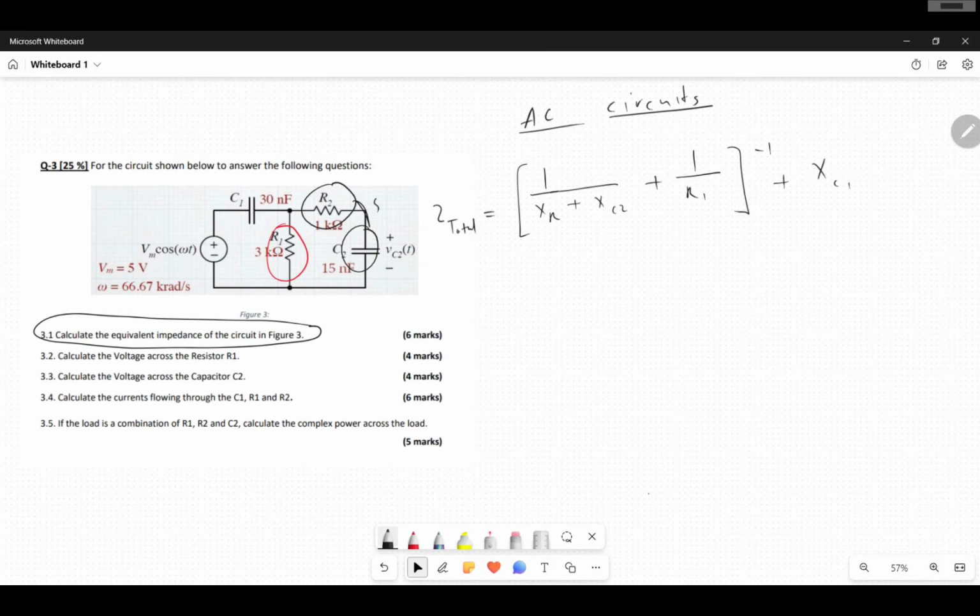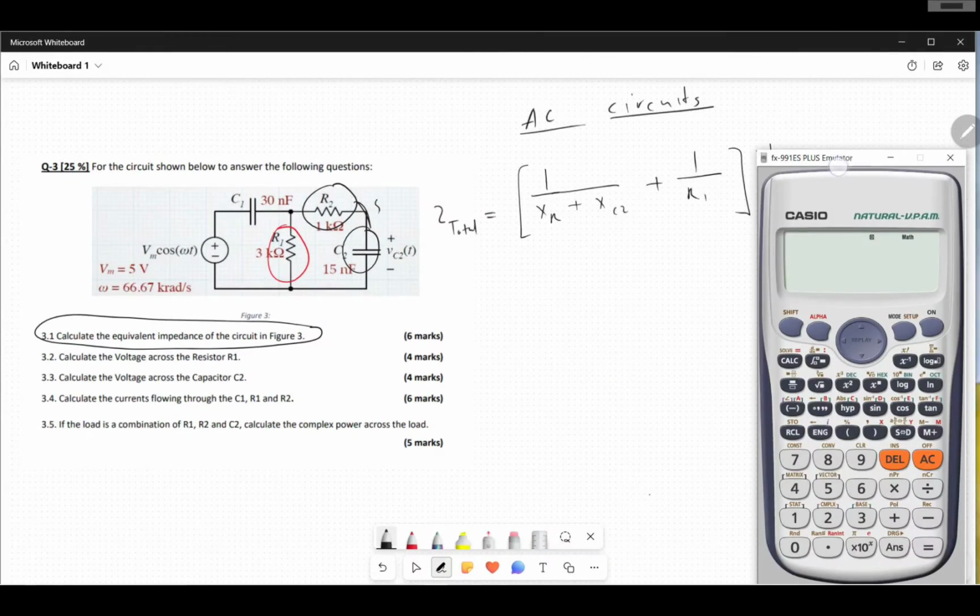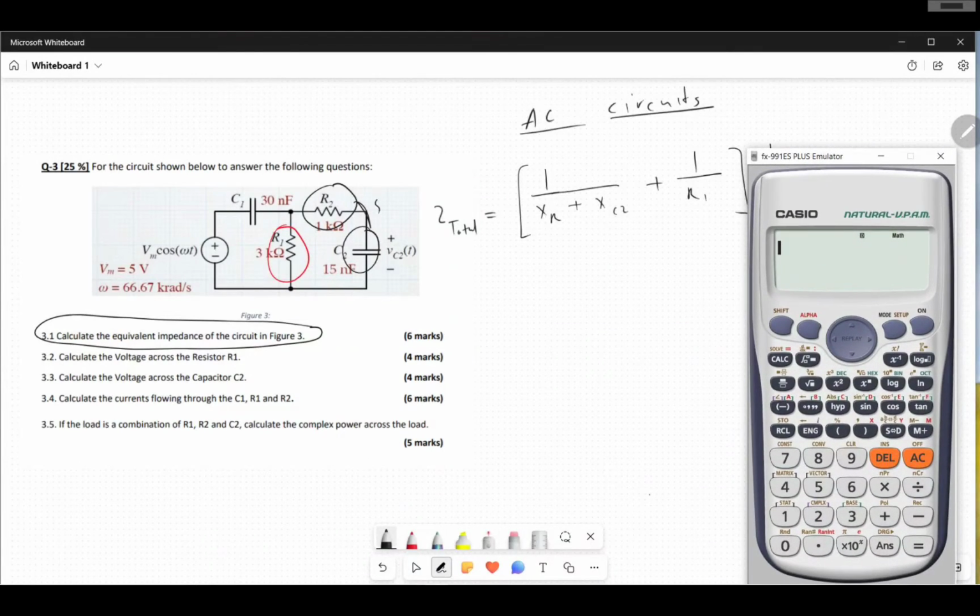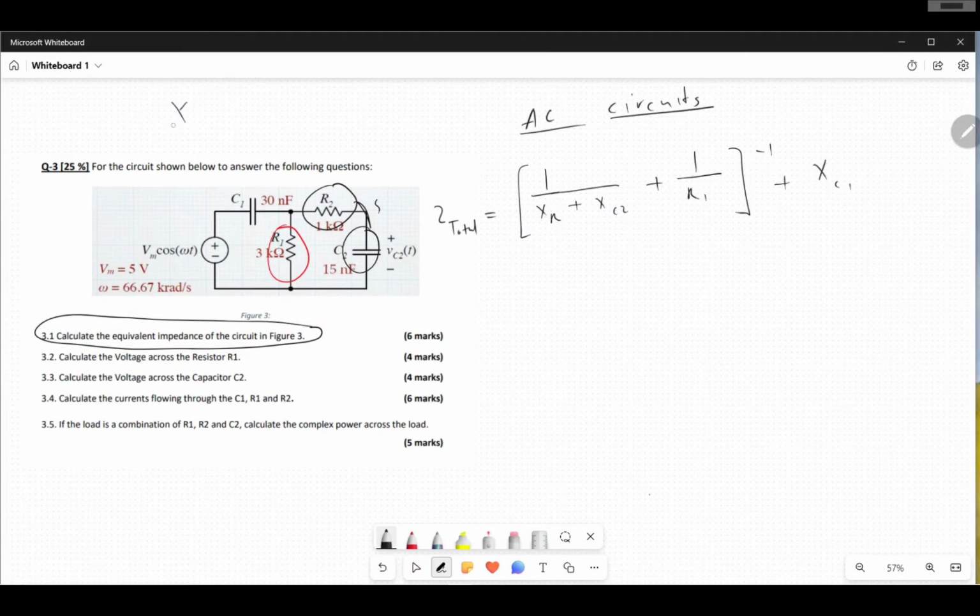Then if that works, we can try to grab our calculator. To continue, we'll need a few basic things. We'll need the impedance for C1 calculated and the impedance for the rest of the components. Let me try to compute the impedance for C1, which is going to be 1 all over J, C, W, J.